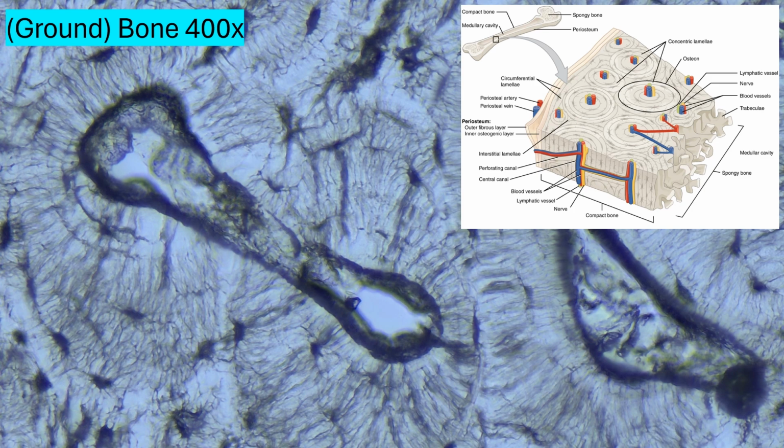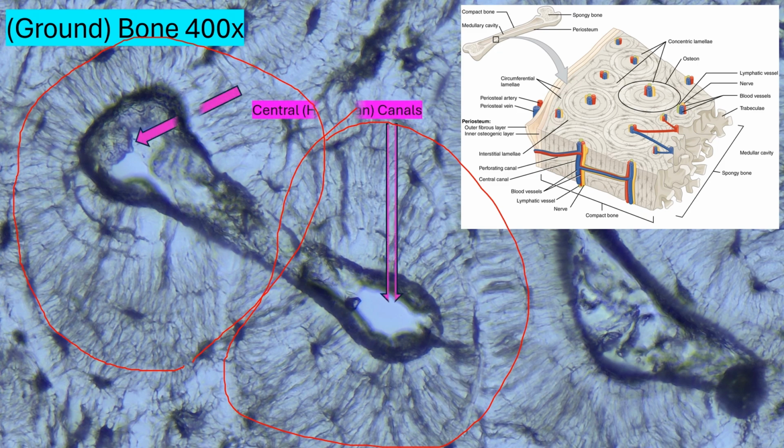So now we move to another area on the slide in which we can see the outline of two osteons. There's roughly an osteon right here, and then there's another osteon right there. So therefore, here in the middle, we have our central canals that are running with the osteons, containing blood vessels and nerves. And therefore, running perpendicular to those, we have another canal known as our perforating, aka Volkmann's canal.